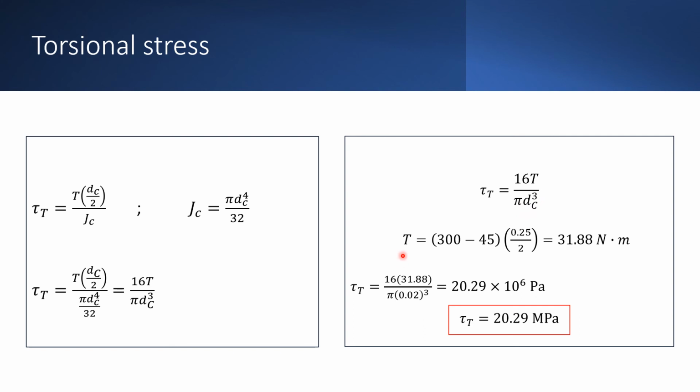But first, we have to find the T, or the moment, the torque. Torque is the force multiplied by this distance. Force here is 300 minus 45 because these two forces have different directions. So 300 is plus and 45 is minus. And we multiply it by the radius, which is 0.25 over 2. And we obtain the value of T. And then we plug it in here and we obtain the value for tau T is equal to 20.29 MPa.